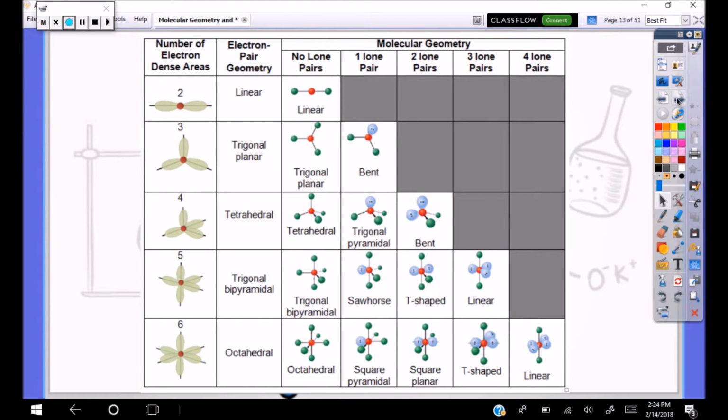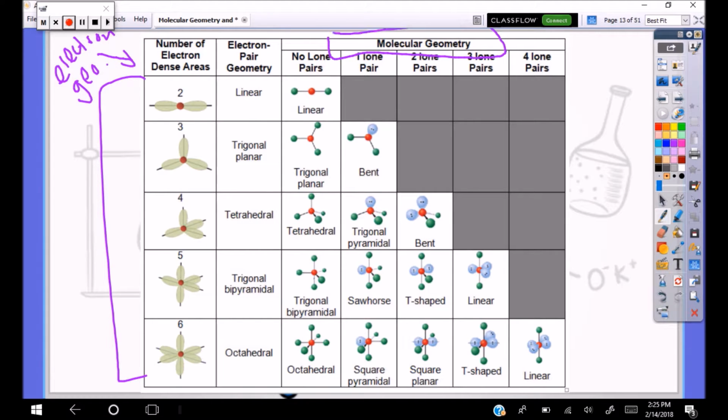So here's just another chart. I like looking at it this way too. If I count up the number of electron domains, that's what I've got here on the left side. If I count up my number of domains and find my electron pair geometry, then I can look at how many lone pairs there are to determine my molecule geometry. So this is electron geometry, and then the molecule geometry, the actual shape, is over here.